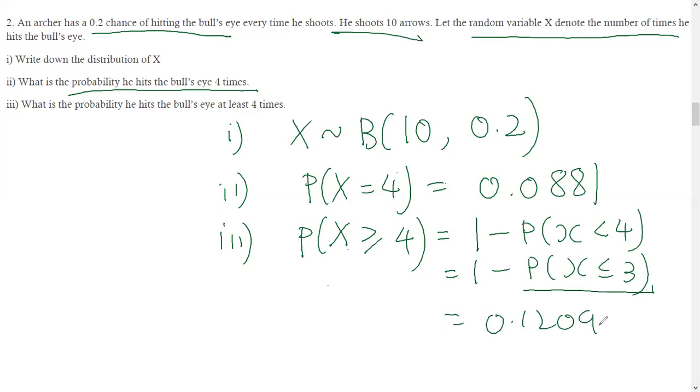Although this is a very simple question, it highlights one important point: the format of answering a statistical question, no matter whether it's binomial or, later, normal. It's always as simple as this. We always declare the variable first.